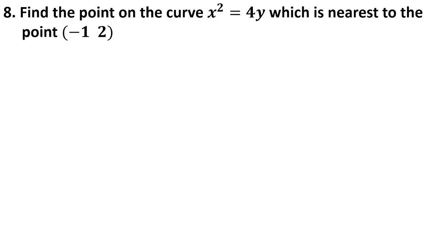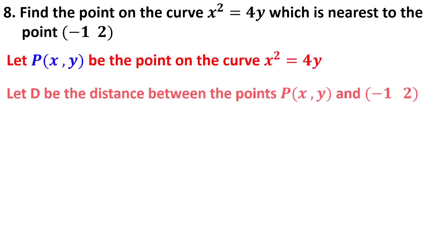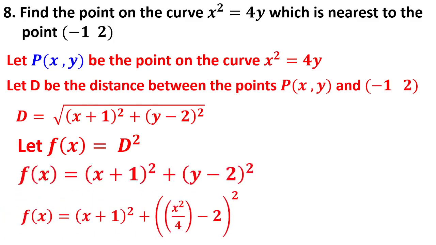Well, go to question number 8. Find the point on the curve which is nearest to the point. This is an application of derivatives problem. Let P(x, y) be the point on the curve. Let d be the distance. I am using the distance formula. But when you use this function directly, there is a square root. Therefore, take f of x as d square. I am expanding it. But I want f of x in terms of x only.